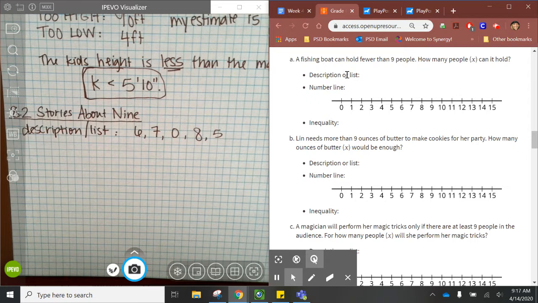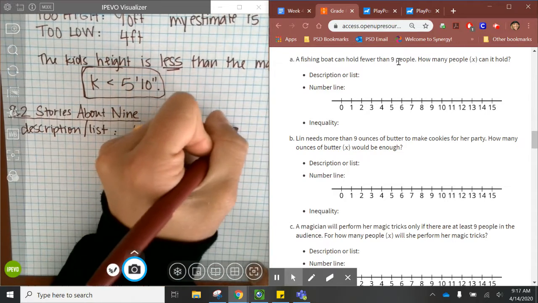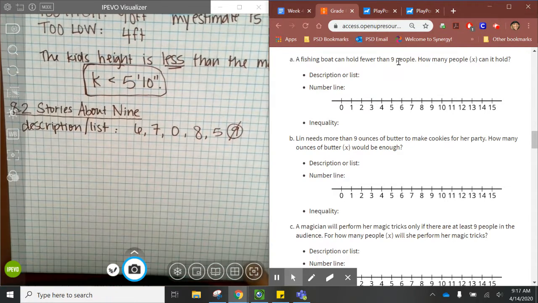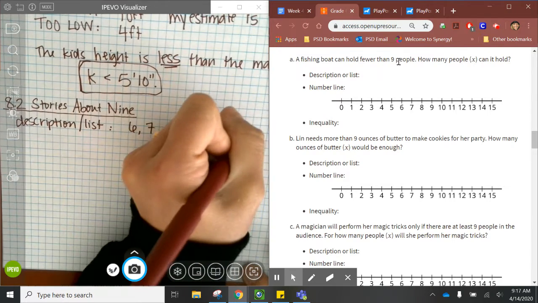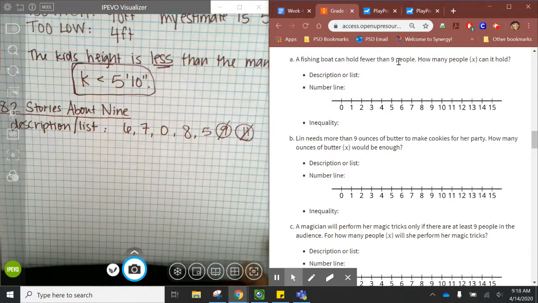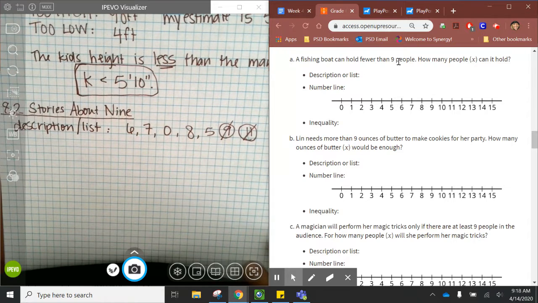For the description or list, what that means is that it wants you to list out some numbers that could be true. So it says a fishing boat can hold fewer than 9 people. How many people can it hold? It could hold 6. That's fewer than 9. It could hold 7. It could hold none. It could hold 8. That's less than 9. It could hold 5. So this is to help you brainstorm some ideas of numbers that it could be. Could it be 9? That's a good question. No, it cannot be 9. So I'm going to even add a couple there that I know it can't be. So it can't be 9. It couldn't be 11. Okay. So I'm going to add some things there that I know it can't be because it says the boat can hold fewer than 9 people.